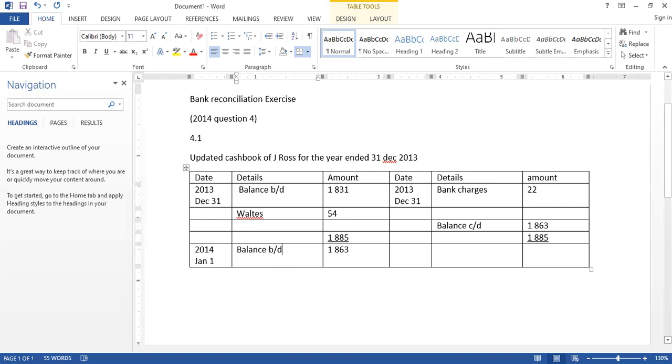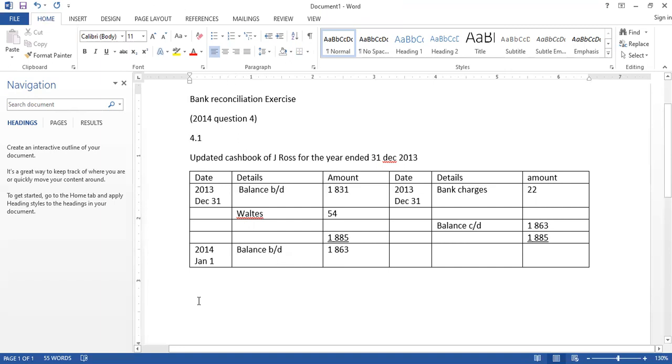Then the amounts that are not appearing in the cash book, the amounts that are not reflecting on the cash book, you make sure that you record them. Like the $22 of bank charges is not appearing in the cash book, and also the credit transfer of wealth tax is not appearing in the cash book, and that's what we recorded. Okay.